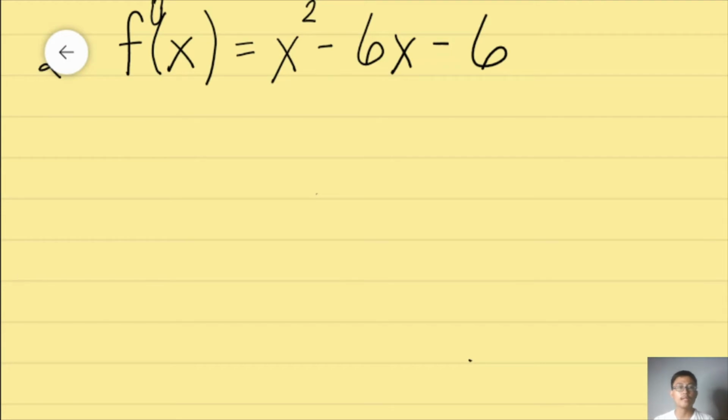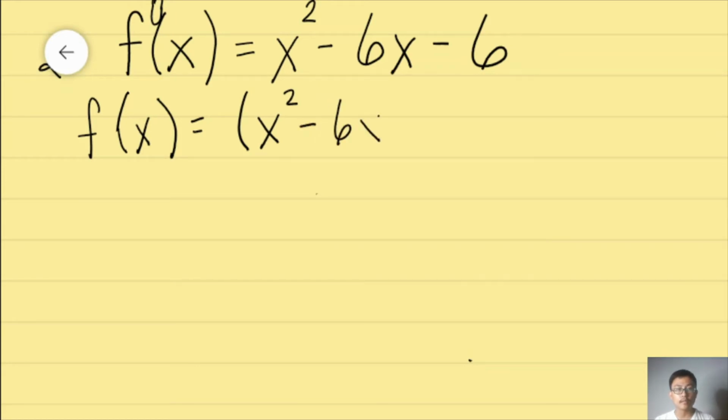Okay, doon naman tayo sa number 2. We have f of x equals x squared minus 6x minus 6. So, kagaya kanina, we have f of x equals, separate lang natin itong dalawa. Kita yung parenthesis, x squared minus 6x minus 6.